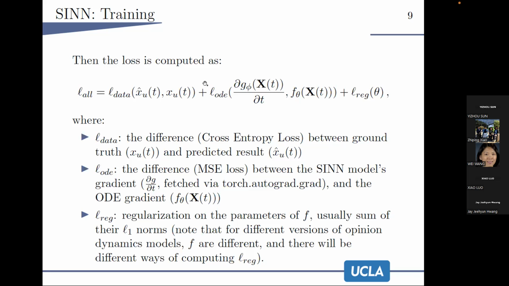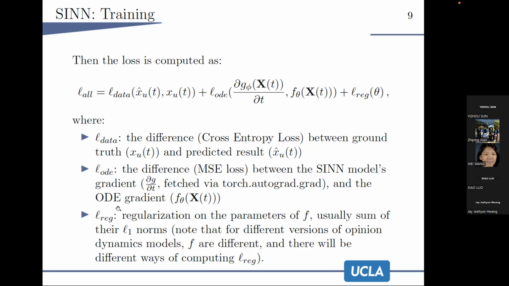That's especially the middle term, which is L_ODE, or we say that this is the difference between the SINN model's gradient, that is the gradient of G over t, that is fetched via this function torch.autograd.grad, and the ODE gradient that they are trying to learn at the same time.